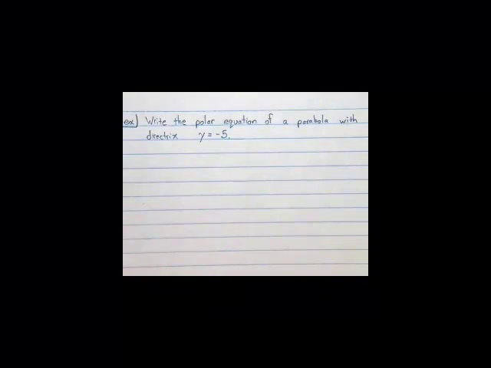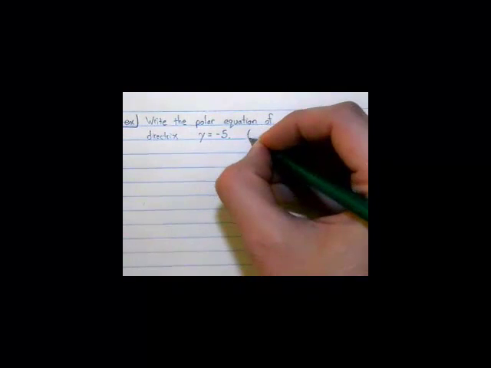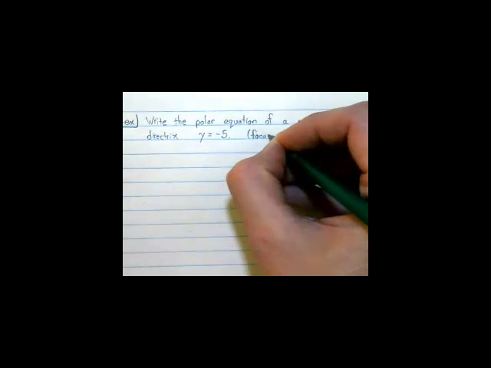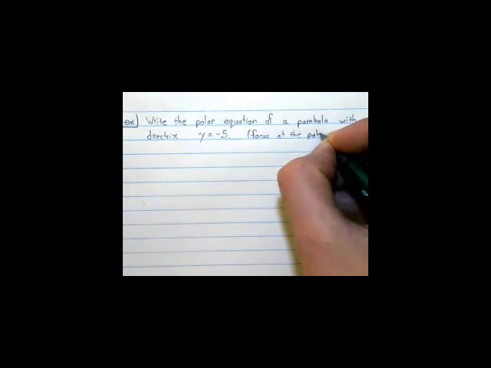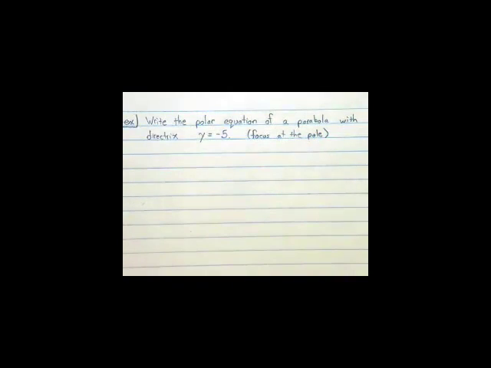Okay, so this one. Write a polar equation of a parabola with directrix y equals -5. With all of these, I don't know if they're going to put it in every question, but technically, focus at the pole. I guess if I'm going to be precise, I need to put that on there too.